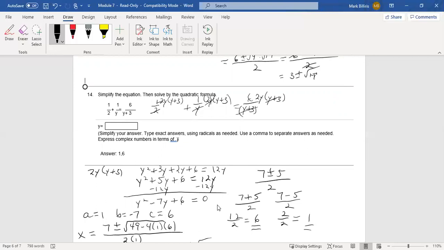Again, since these came out to be rational numbers, no radicals, that means this problem could have been factored in the first place.